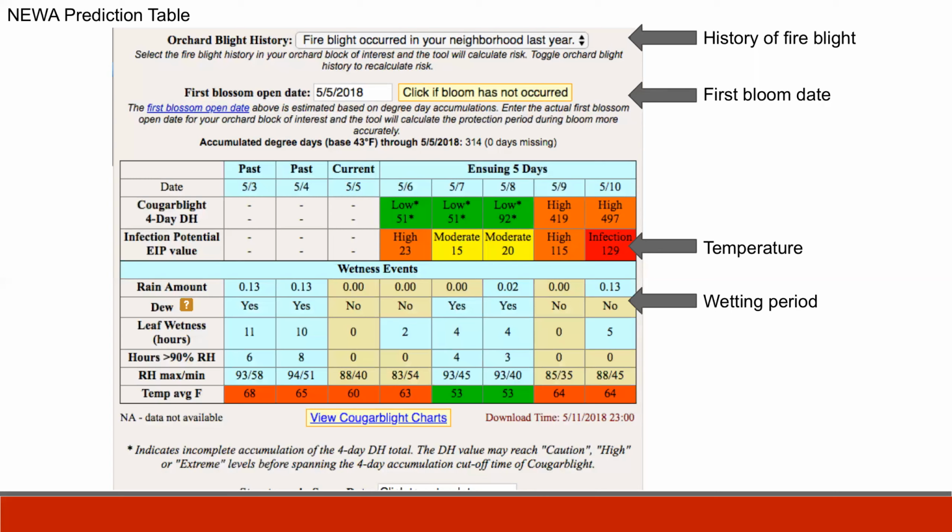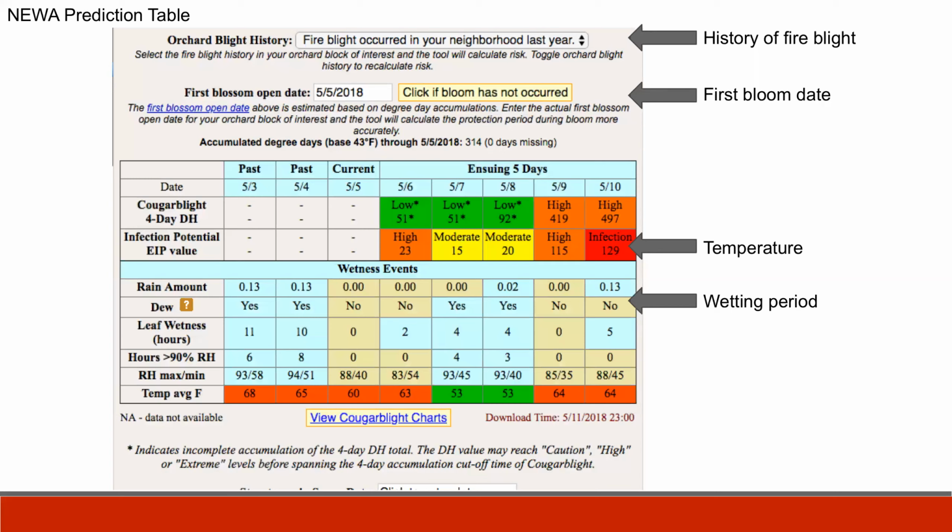And so not all varieties bloom at the same time. Incorporating the first bloom date can be important, because if you're basing it only on Macintosh, you may actually miss the actual bloom date for the variety that you have planted. Temperature again is considered, and this is the infection potential value.